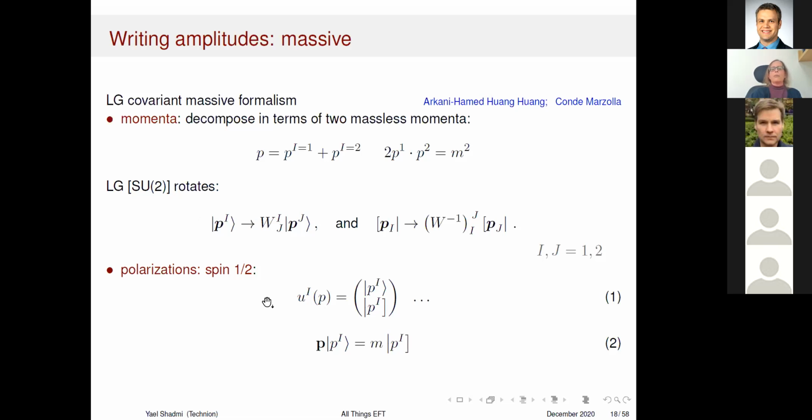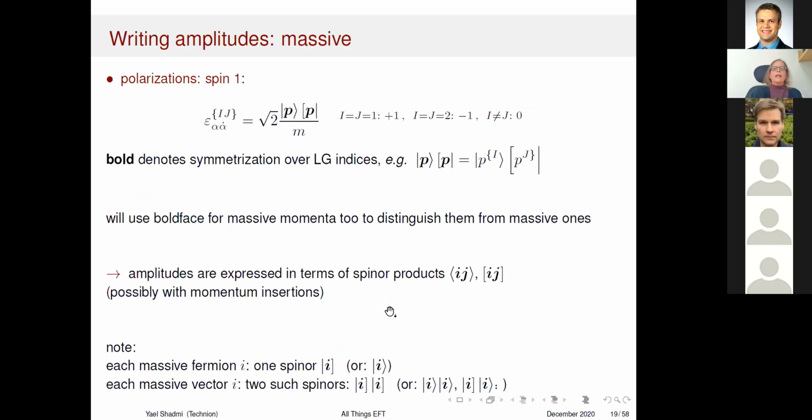The massive fermion polarizations are obviously written also in this way. We have a Dirac spinor made up of an angle and a square spinor. And for spin 1 polarizations, the polarization is also expressed in this way. So here, choosing I and J to be 1 gives you a plus polarization. Choosing them to be 2 gives you minus polarization. And choosing 1 and 2 gives you the 0 polarization. Now these spinors are bolded here, and this bolding denotes symmetrization over the little group indices. So whenever we have bolded spinors, it means that these little group indices are symmetrized. And just for convenience, I'm going to also use boldface to denote any massive momentum to distinguish them from massless momenta.